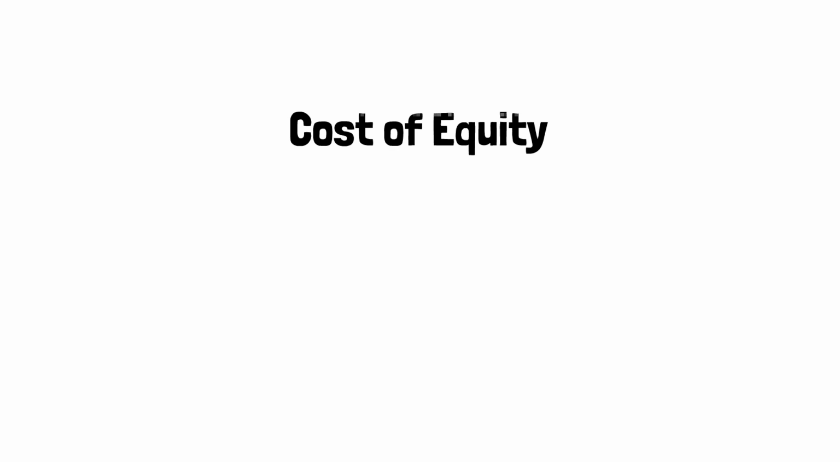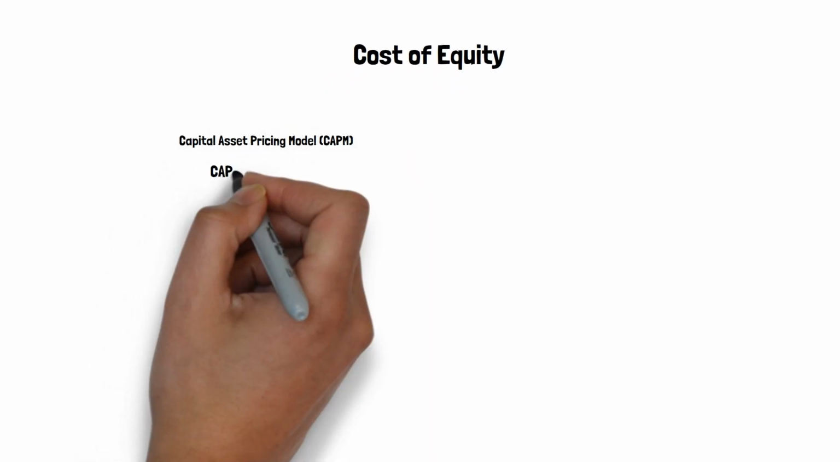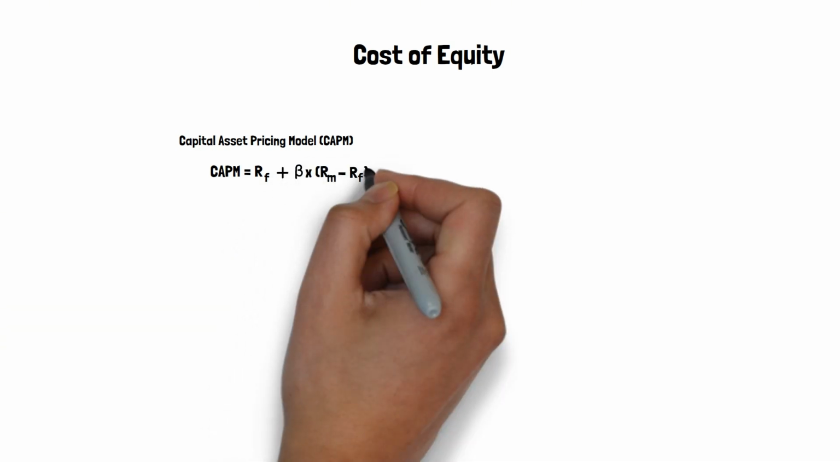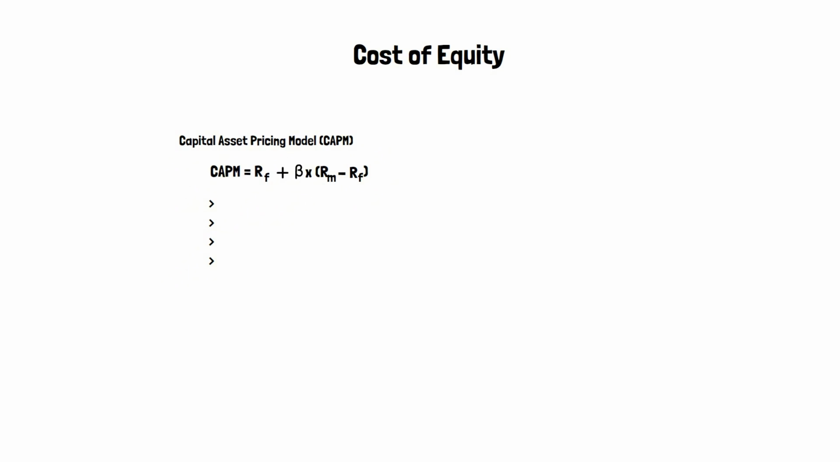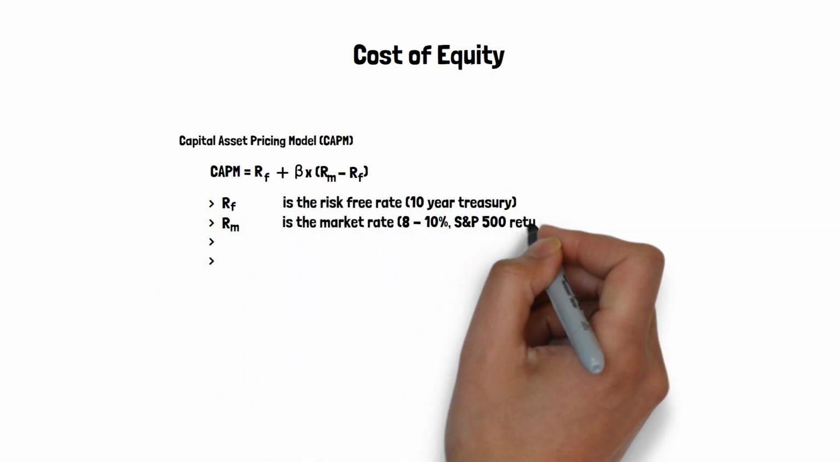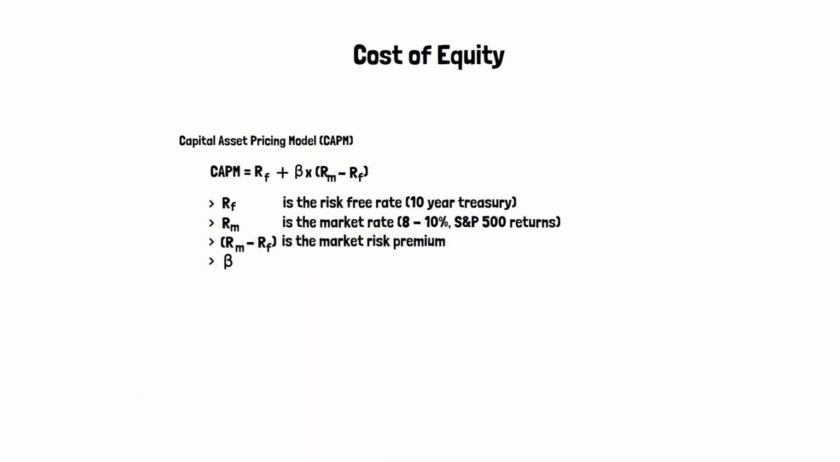Cost of equity. The cost of equity is calculated using the capital asset pricing model, or CAPM. It's the risk-free rate plus beta multiplied by the market risk premium. The market risk premium is the rate of the market minus the risk-free rate. Beta is the sensitivity to the market.